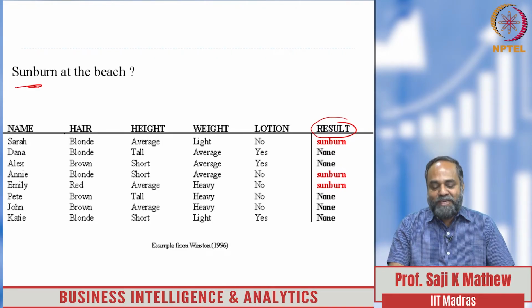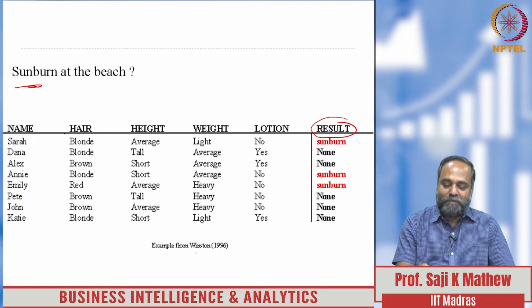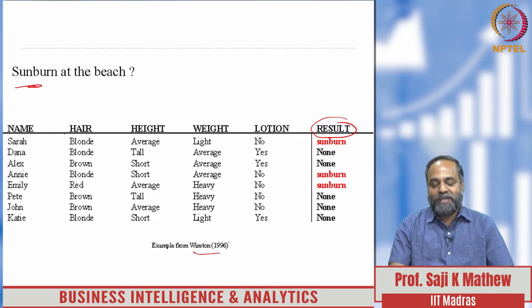I am conveniently quoting an example from the book by Winston, authored in 1996, and I am just contextualizing it. This is the case of a group of 8 people, or in our machine learning language, 8 objects, and the outcomes are binary. Either they got a sunburn or they did not get a sunburn.